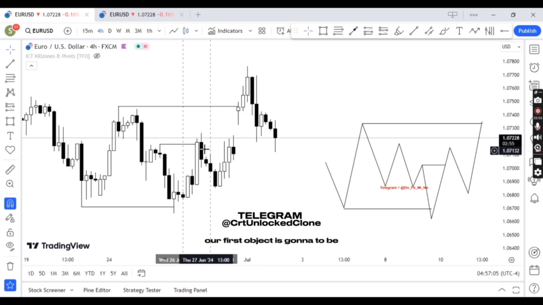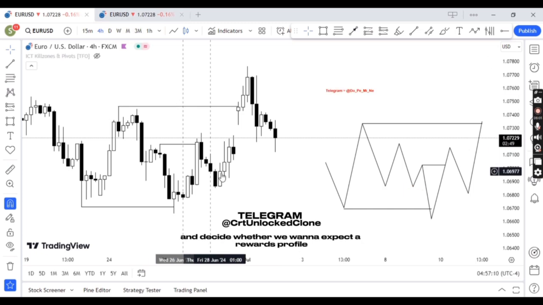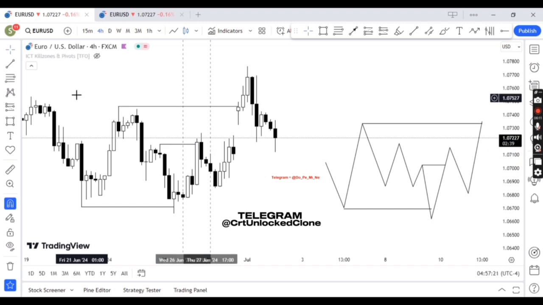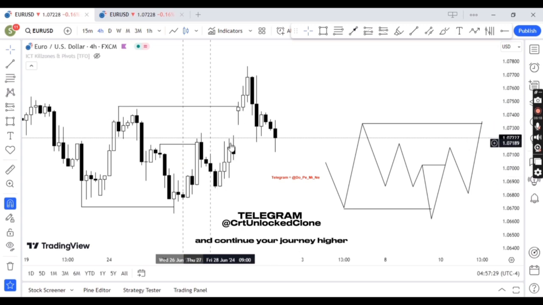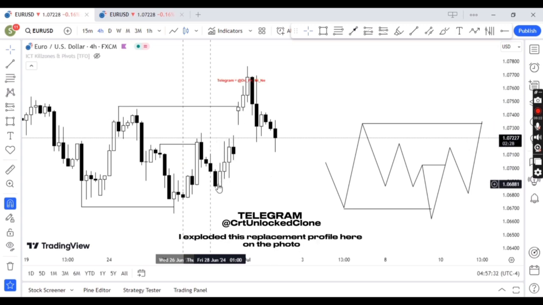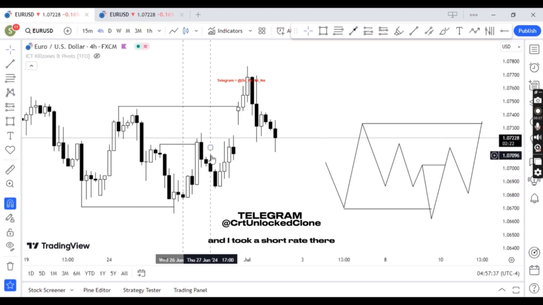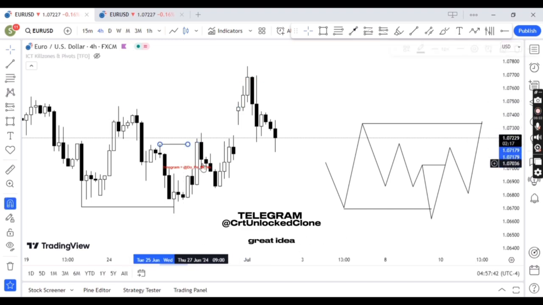Our first objective is going to be to expect a retracement profile, and then we're going to see the price action on the lower time frame and decide whether we want to expect a reversal profile, right, and want price to continue going lower. Now after that retracement profile has ended, price can again go to another expansion profile and continue its journey higher. But in this case I exploited this retracement profile here on the 4 hour, on the 15-minute time frame, and I took a short trade there. That's the logical framework and thought process behind the trade idea.